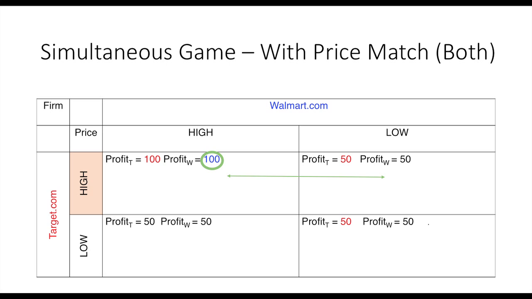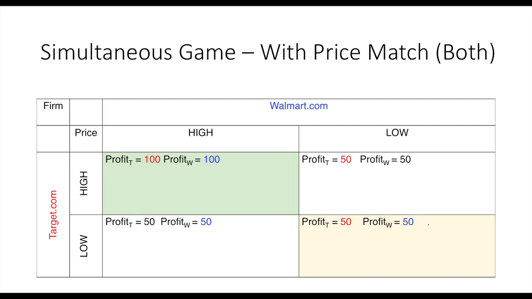Now for Walmart's perspective. When Target is set at high, Walmart must select high or low. Walmart will select high because it is the higher profit. When Target is set at low, Walmart must select high or low. Just as we saw from Target's options, both outcomes have equal profit. Walmart therefore has no preference between the two selections.